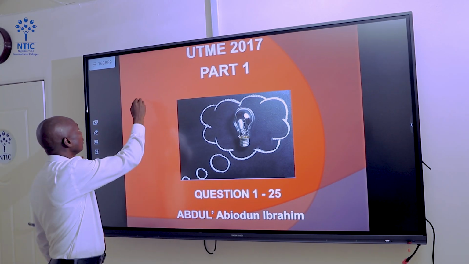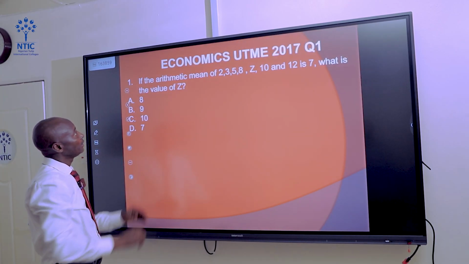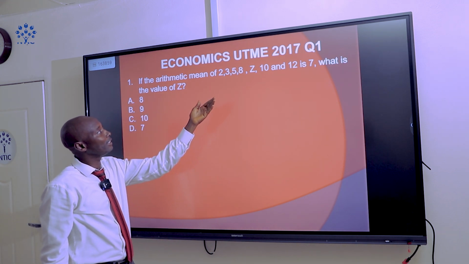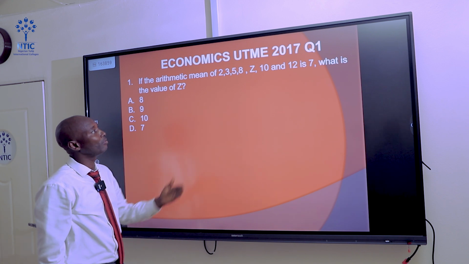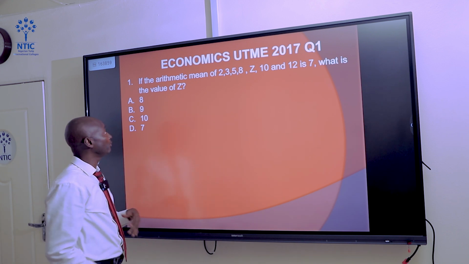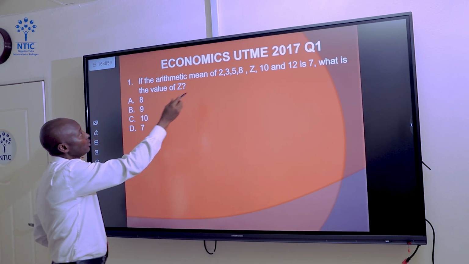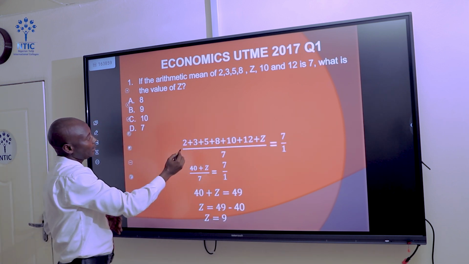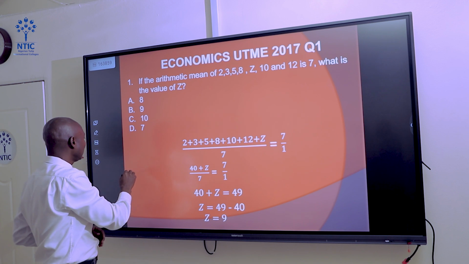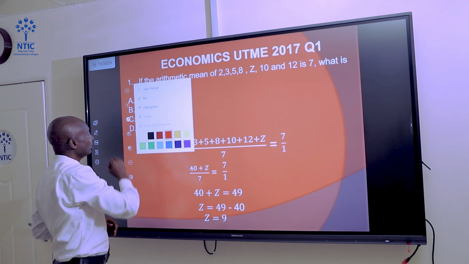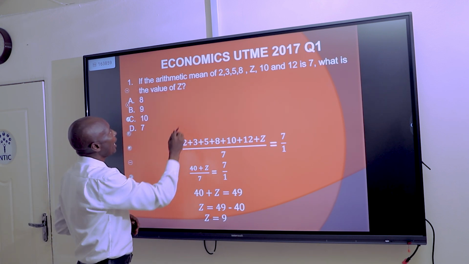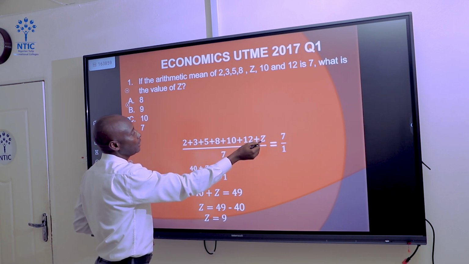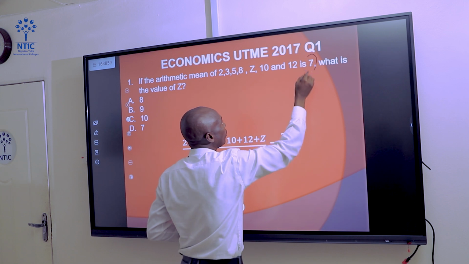Let's start with question 1. The arithmetic mean of 2, 3, 5, 8, z, 10, and 12 is 7. What is the value of z? Here, what we need to do is to sum up these. These are the stages. Now you add these values, 2, 3, and so on, plus z. And we said this is equal to 7.